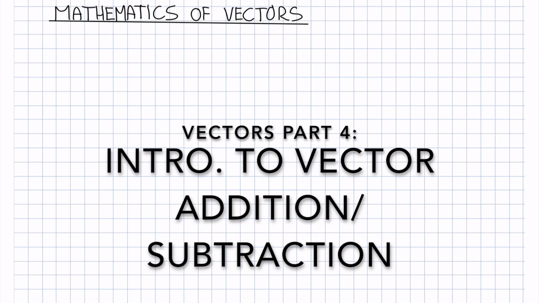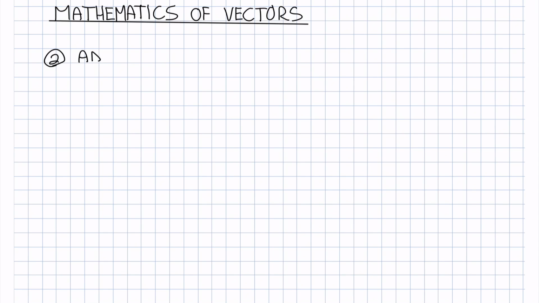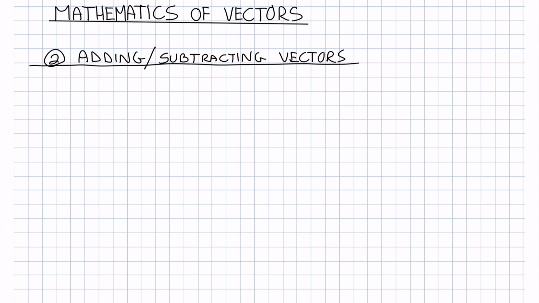This is the second video in the series on the mathematics of vectors. The first video had to do with multiplying a vector by a scalar. This video is going to concentrate on the adding and subtracting of vectors, specifically graphical methods, the tip-to-tail method. The mathematical method of using components will be dealt with in a later video.